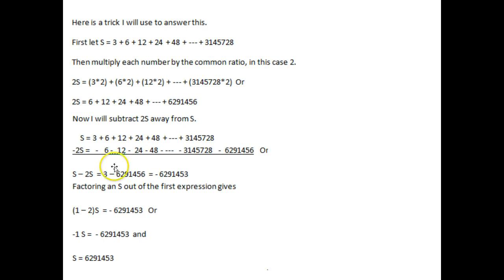So let's just take a moment to review this. We started with a geometric series, 3 plus 6 plus 12 plus 24 on up to plus 3 million whatever. I took that series and multiplied it by the common ratio. Then I took the original series and subtracted from it the same series multiplied by the common ratio. Then I factored out S, the sum of the series, and 1 minus the common ratio, and divided that on both sides, and that gave me the answer. This will work every time.